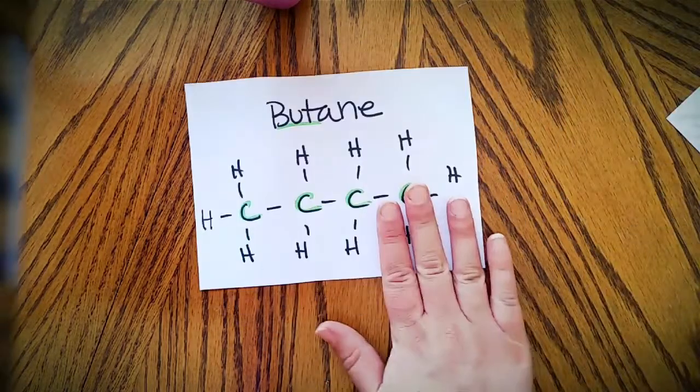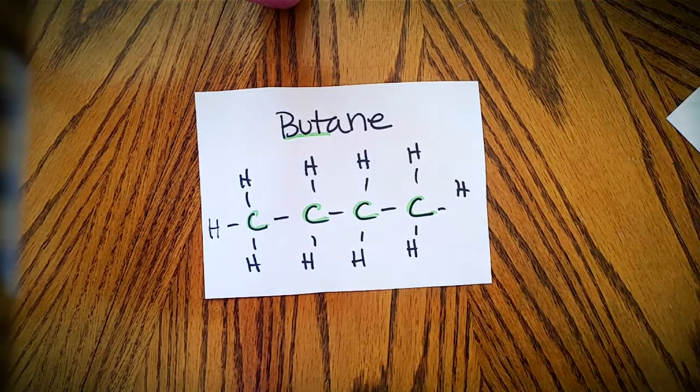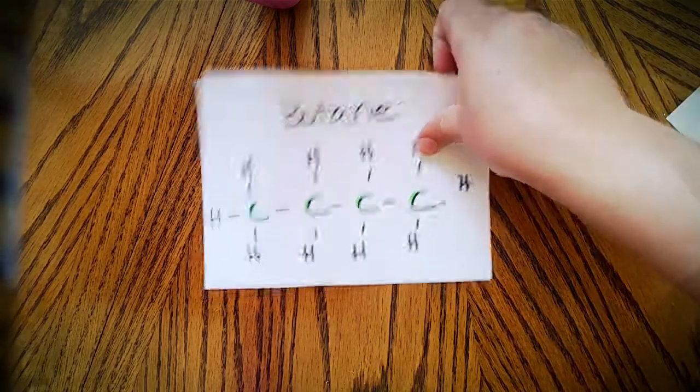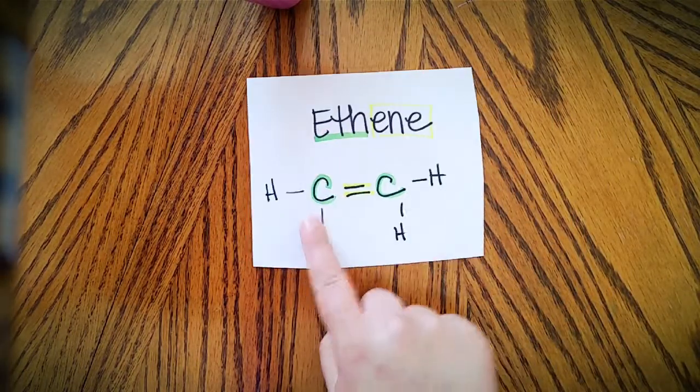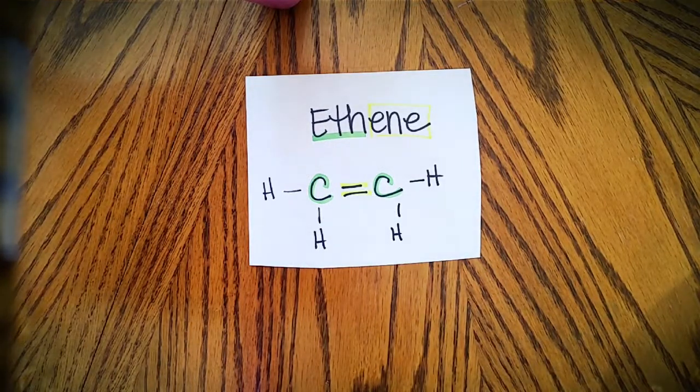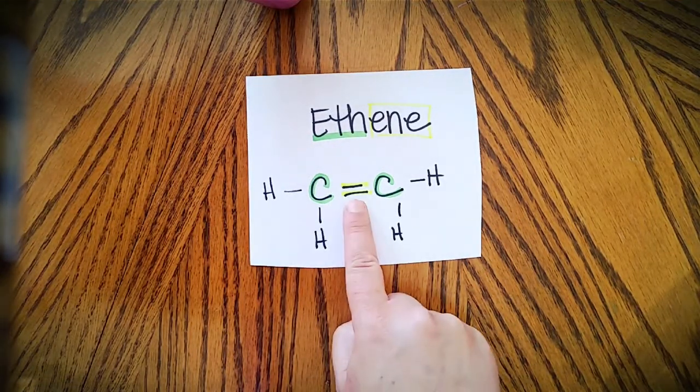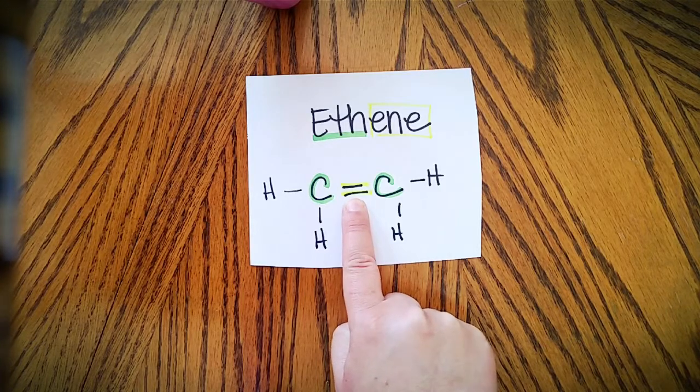I'll show you one more alkane. This is butane. Bute means 4, so I have 4 carbons bonded together with single bonds. And then I just put all my hydrogens around to make sure that each carbon has a total of 4 bonds. Now, if we throw a double bond in there, okay, so an example of that would be ethene. Notice eth because I have 2 carbons, and the ene is the double bond. If it was ane, it would be a single bond there.